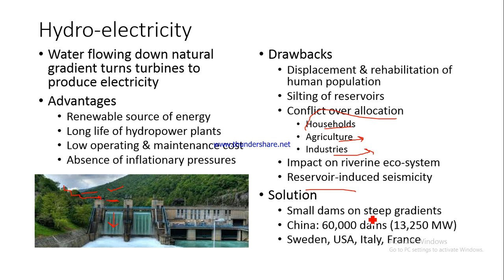For example, I'm giving an example of what is happening in China. They've got 60,000 such dams, small dams. So naturally these dams are very small, reservoir-induced seismicity chances are low, less impact on the riverine ecosystem, then less silting of the reservoir, so desilting is not required that regularly, and less displacement also. So in that sense they are far more eco-friendly and also don't have a very adverse impact on the surroundings and on the human population in the vicinity.